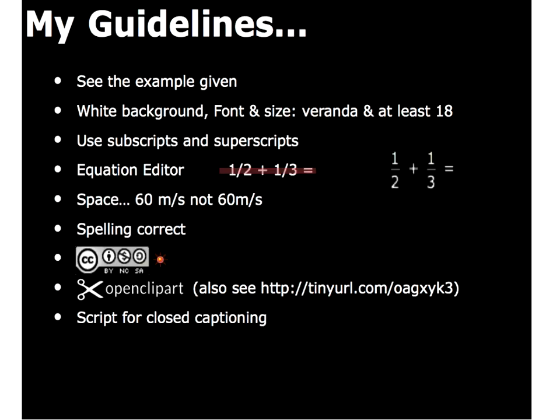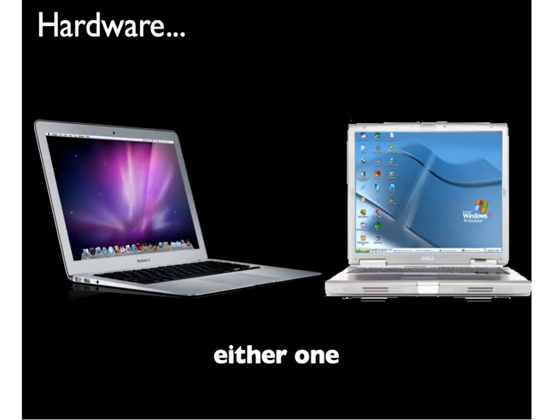grabbing free images. And then the thing I have to do at the end of the video is, I actually make them write out a script after they make their video, because YouTube is good at closed captioning, but not that great. And then I upload the script when I upload their video into YouTube, so the closed captioning works a little bit better.